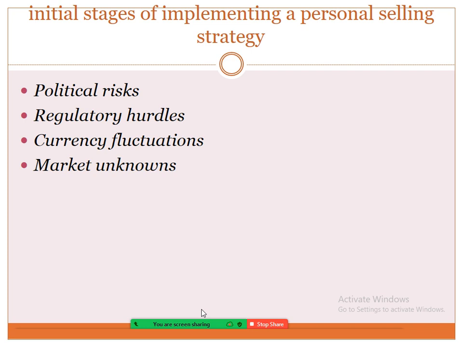It should be noted that many of the environmental issues and challenges identified in this particular chapter often surface as the company competes in the initial stage of implementing a personal selling strategy. Now, these initial stages of implementing a personal selling strategy include political risk, regulatory hurdles, currency fluctuation, and market unknowns. So we'll see them one by one. So, what are political risks?